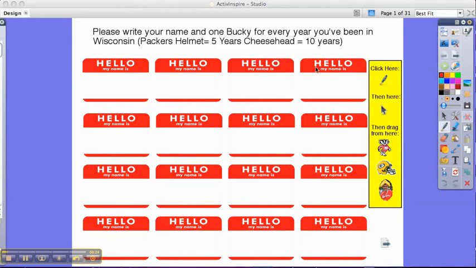This is an intro activity that I use for getting people used to interacting with the board. So I have them write their name, and indicate how long they've been in Madison by dragging an icon. I've been here for 5 years, so I'll put in one Packers helmet.